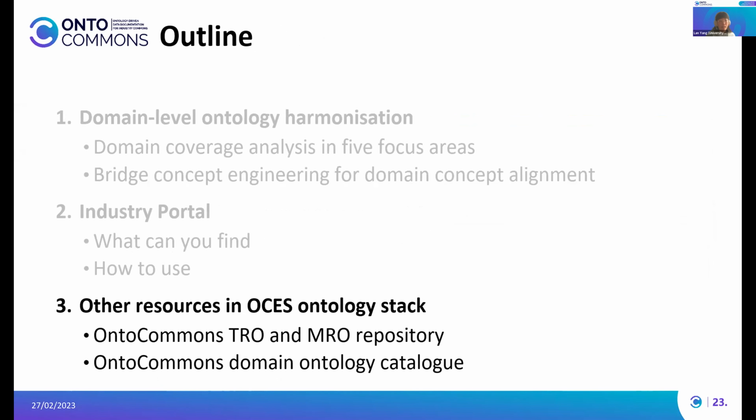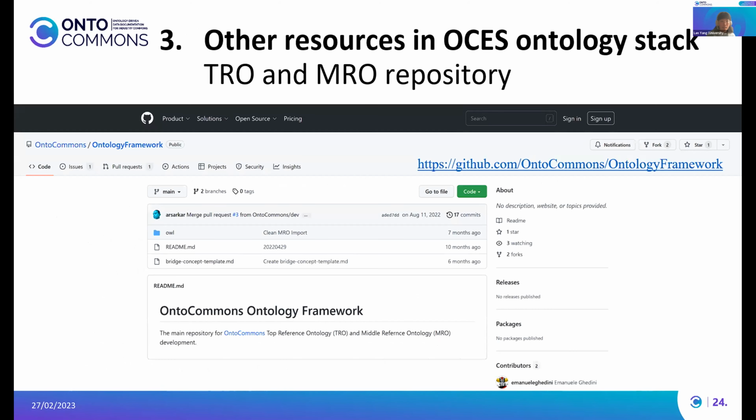The last part of my presentation is where I simply want to point you to some resources that we have in the OCES ontology stack. The first thing is the GitHub repository, which hosts the TRO and MRO. I'm not going into the details because I think today's session is more about domain level ontologies, but I want to mention that because the OntoCommons framework contains a pyramid-shaped hierarchy, you can also find top reference and middle reference ontologies in this GitHub repository.